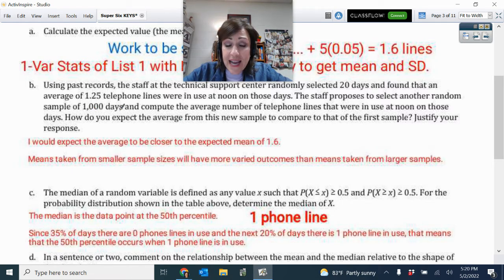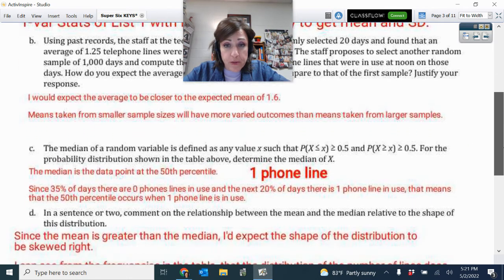So when we select more, we're definitely going to have less variability from sample to sample. A sample of 1,000 is going to be a lot closer to another sample of 1,000 than a sample of 20 will be to another sample of 20. So from sample to sample, they're varying more if you only had 20 than if you had 1,000. So the means taken from a smaller sample size will have more varied outcomes from sample to sample than the means taken from the larger samples.